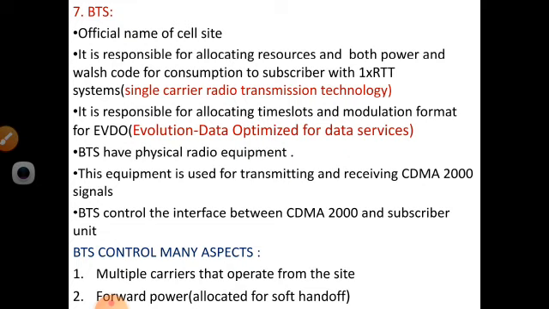So in this case, the CDMA 2000 will be acting as a base station. Apart from this, the BTS will control the multiple carriers which operate from the particular site, as well as forward the power which is allocated for soft handoff. You already know the meaning of soft handoff: if two mobile phones are connecting with a particular single physical cell site, that is a soft handoff. If the two mobile phones are connecting with alternate cell sites, that comes under the category of hard handoff. So in this CDMA 2000, we are going for only soft handoff.